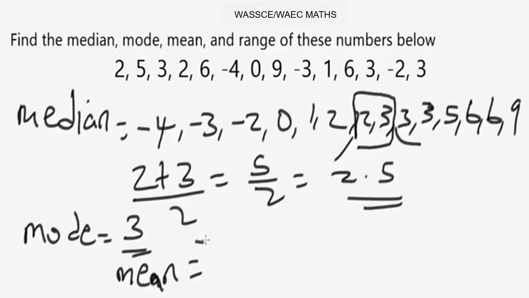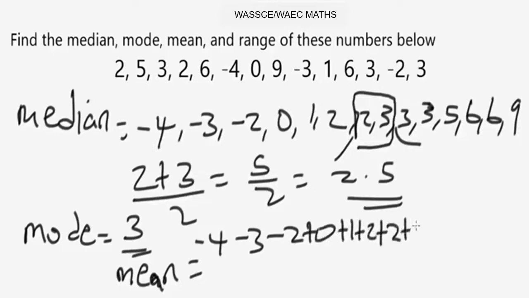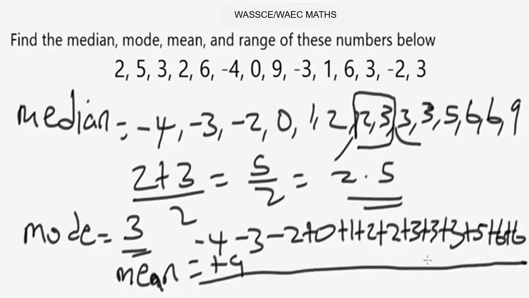So we have minus 4 plus minus 3, which is the same as minus 3, plus minus 2, which is the same as minus 2, all right, plus 0, plus 1, plus 2, plus 2, plus 3, plus 3, plus 3, plus 5, plus 6, plus 6, then plus 9. Everything divided by how many numbers do we have here? 1, 2, 3, 4, 5, 6, 7, 8, 9, 10, 11, 12, 13, 14. So we have 14 values.